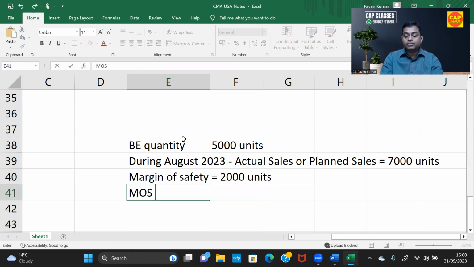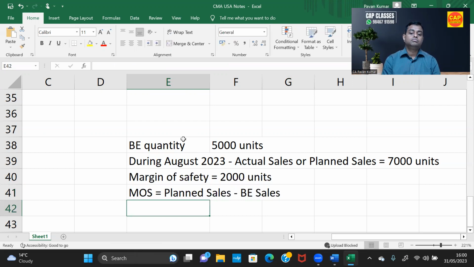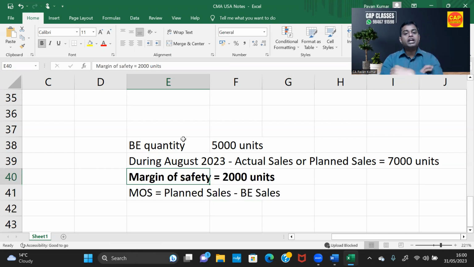So can I say margin of safety is equal to planned sales minus break-even sales? Margin of safety is equal to planned sales minus break-even sales. So what is the meaning of this margin of safety of 2,000 units? That means before incurring loss, your sales can fall up to 2,000 units.